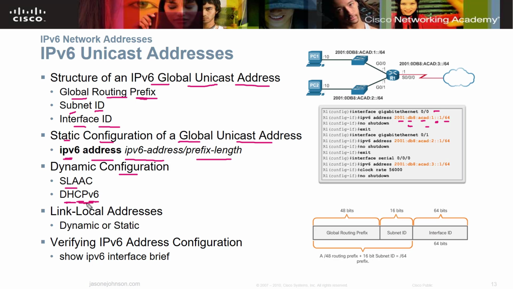But DHCPv6 is a DHCP server that assigns those addresses. We also have another term called link local addresses. Those are dynamic or static, and those are link local addresses. And then you can verify the v6 address configuration on your router. You can do show ipv6 interface brief, and that will show you what v6 addresses have been assigned to that router for the interfaces.